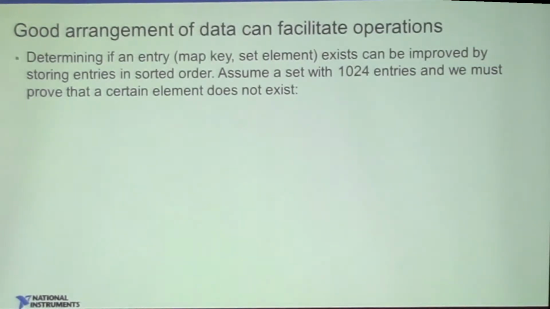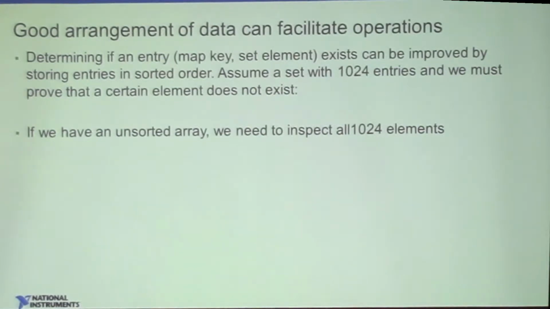So again, let's recap. A good arrangement of an entry, a map key or a set element, is required to have an internal data structure. We don't need to know anything about the internal data structure, but there needs to be a way so it can be retrieved as efficiently as possible. For example, we have a set with 1024 entries, and we must prove that a certain element does not exist. If we can make no assumptions about the array of values, we need to look at every single one of them to prove that it doesn't exist.